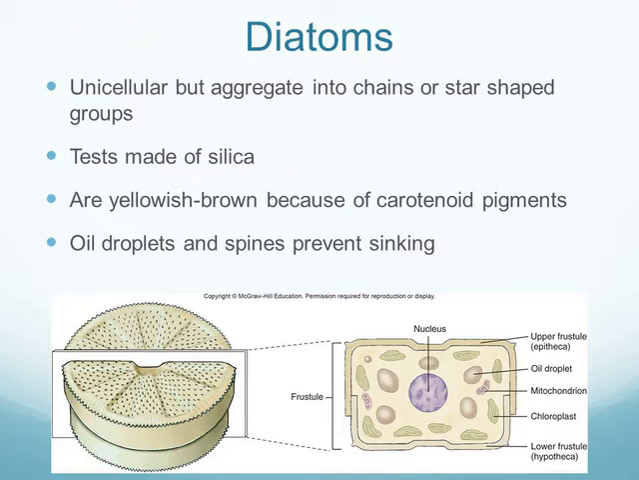And then you have chloroplasts that photosynthesize, and you have mitochondria, and you have that oil drop that keeps them afloat. So those are your different parts to the diatom.